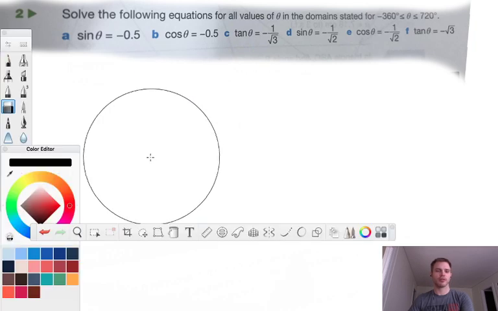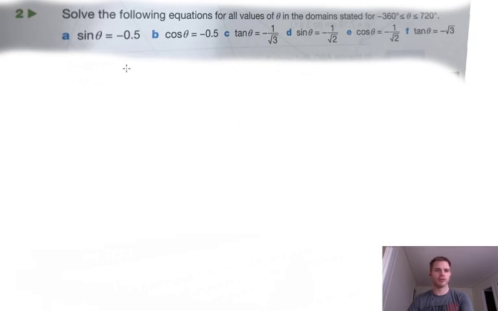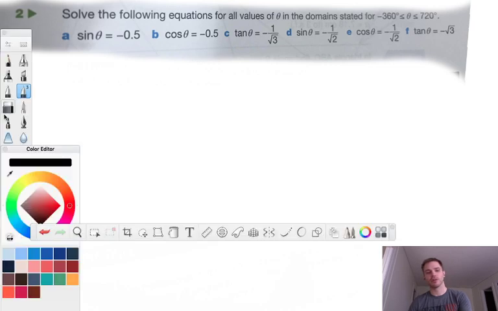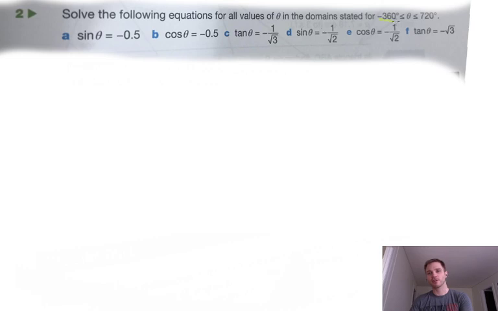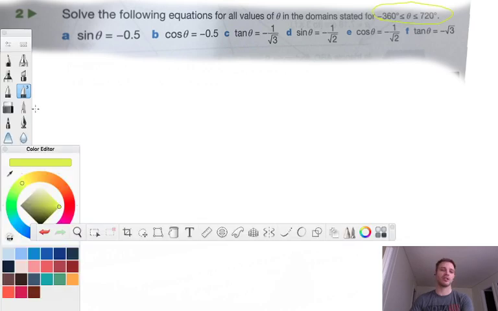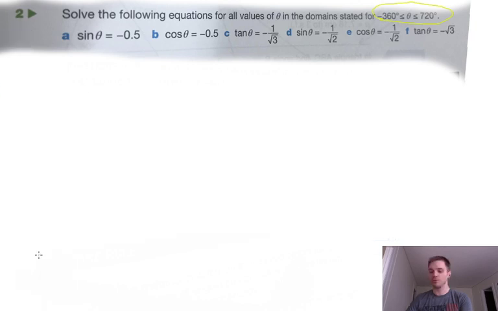All right, so we are going to solve the following equations for all values of theta in the domain stated from negative 360 to 720. It's really important at the end of this question, and this is my final step for every problem I ever do. I hate using steps, but this is a step. Ask yourself, did I solve the problem? Then you go back to the problem and check that you met all the conditions they asked you to meet.